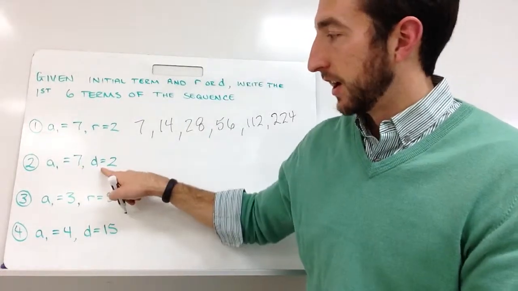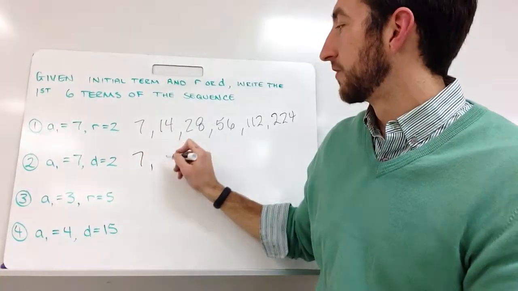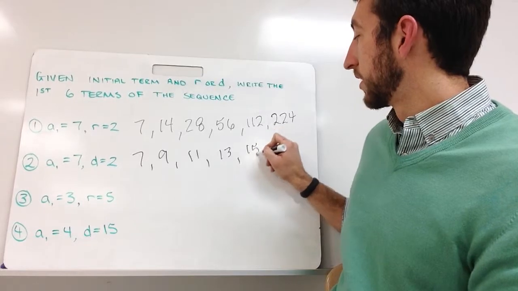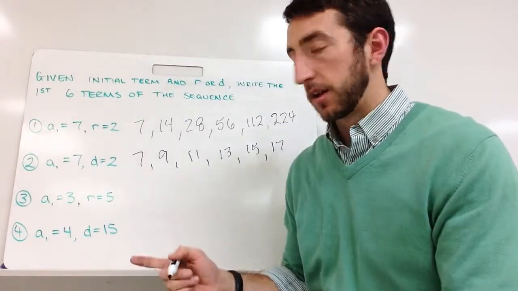So in this one, I notice that I have a D, so that means I'm going to add each time. So I'm going 7, 9, 11, 13, 15, and 17. So I get my 6 terms, and there we go.